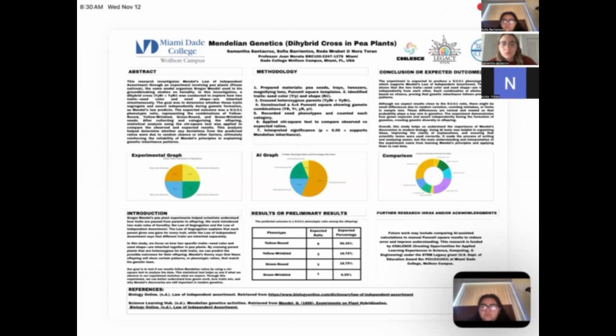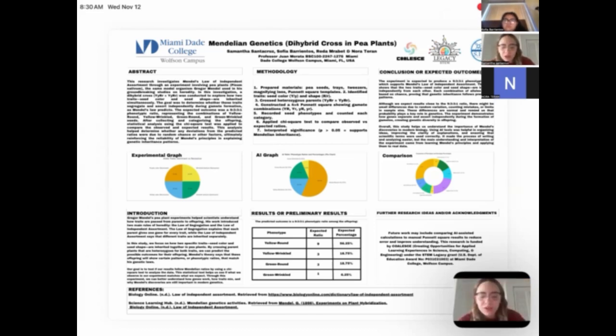As Mendel's law predicts, the expected outcome was a 9:3:3:1 phenotypic ratio, representing the combinations of yellow round, yellow wrinkled, green round, and green wrinkled. All of these seeds, after collecting and categorizing, were applied to compare and observe unexpected results. This analysis helped determine whether any deviations from the predicted ratios were due to random chance or other factors, ultimately reinforcing the reliability of Mendel's principles in explaining genetic inheritance and patterns.